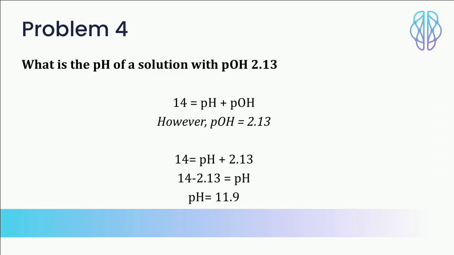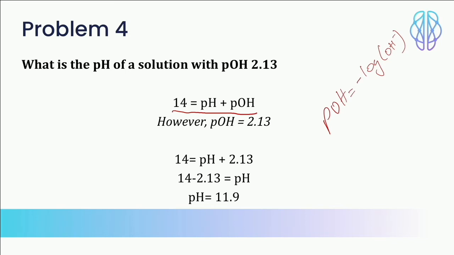In our next problem, we're asked to find the pH of a solution, given that the pOH of the solution is 2.13. We know that the equation for pOH is negative log OH minus. You could do this the long way and try to find the concentration of H plus and work backwards, but using and remembering this relationship is incredibly important and will save you a lot of time in exams.